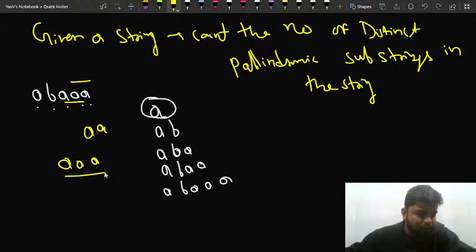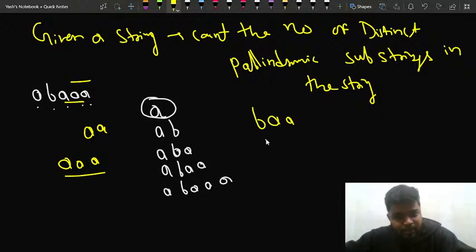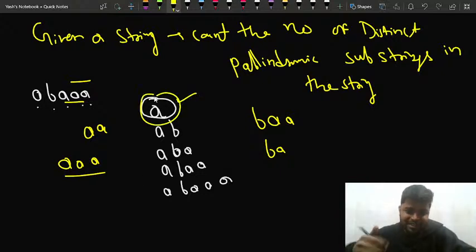More what, Abhinav? What do you mean by that? Yeah, there will be more substrings, right? This is what I'm trying to say. Like there will be BAA, there will be BA as well, things like these, right? So A is one of the substrings. A is one substring which is palindromic, right?